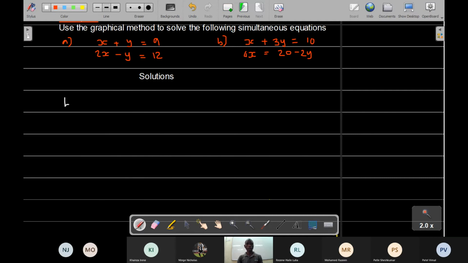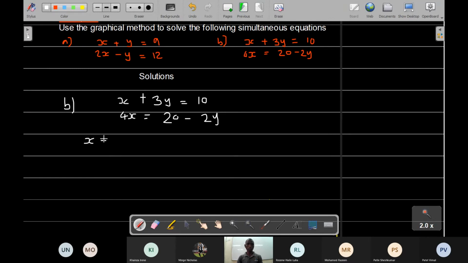So B, we have two equations. The first is x plus 3y equals 10. The second equation is 4x equals 20 minus 2y. So still we want to solve this using the graphical method.